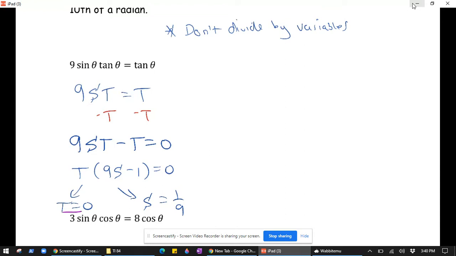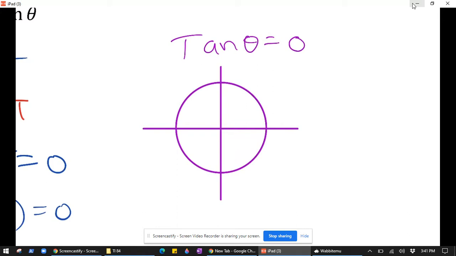Let's start with t equals 0. So that's telling me that tangent of theta is equal to 0. The best way to think about tangent is that it's the slope of a line through the origin. It's a little bit of a sloppy line. Okay, so I'm going to draw a horizontal line through the origin, a line through the origin that has a slope of 0. So that looks like this.